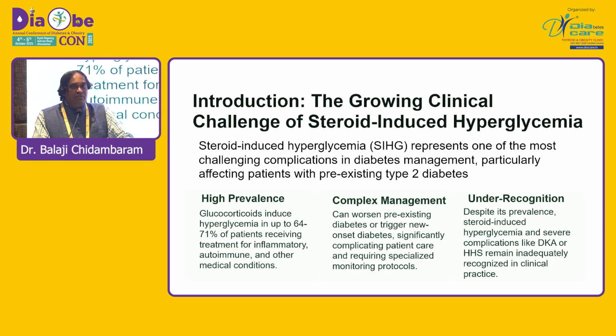Let me start with this growing clinical challenge of steroid-induced hyperglycemia. It represents one of the most important challenging complications with respect to diabetes, and it has a high prevalence. Nearly 64 to 71% of patients receiving steroids have a chance of worsening of diabetes. Secondly, it is a complex management, and thirdly, it is under-recognized.